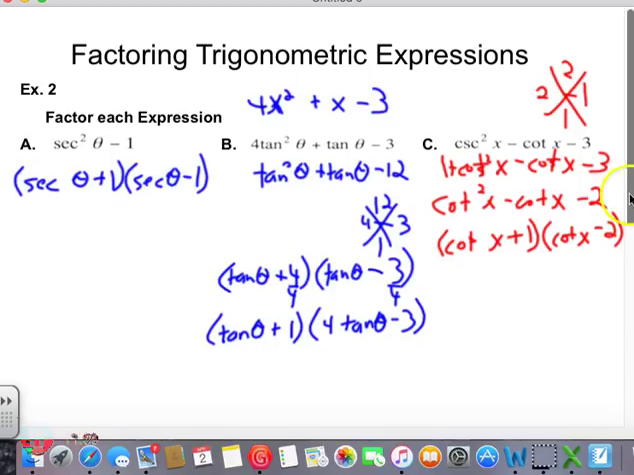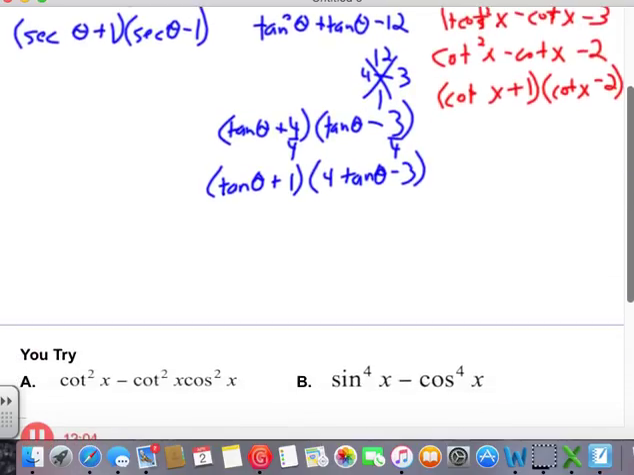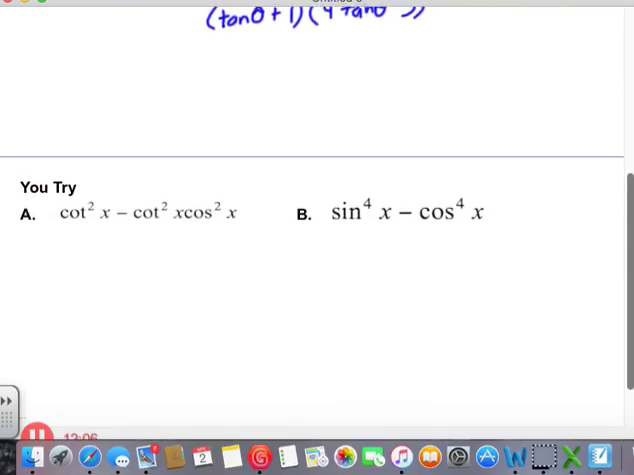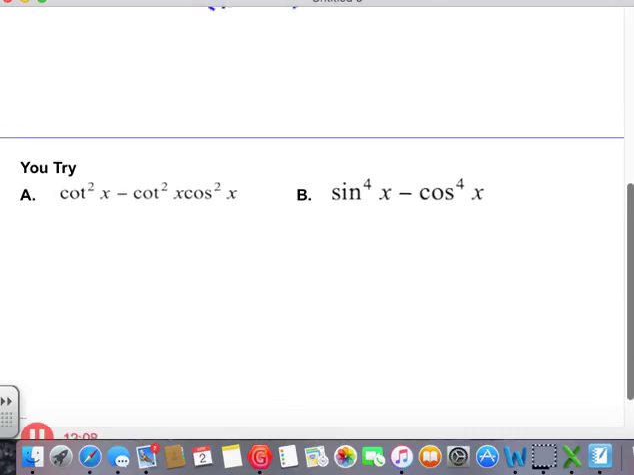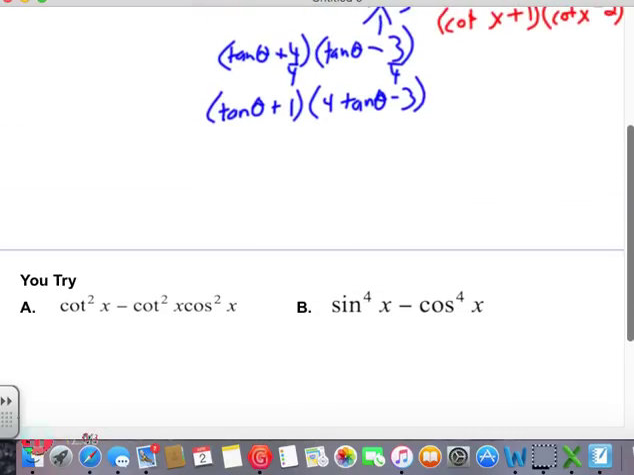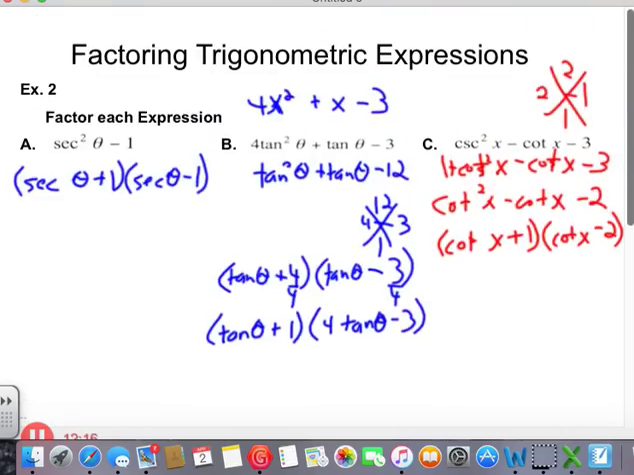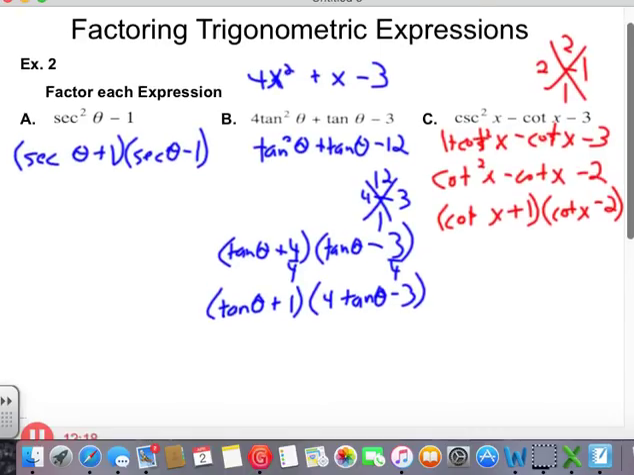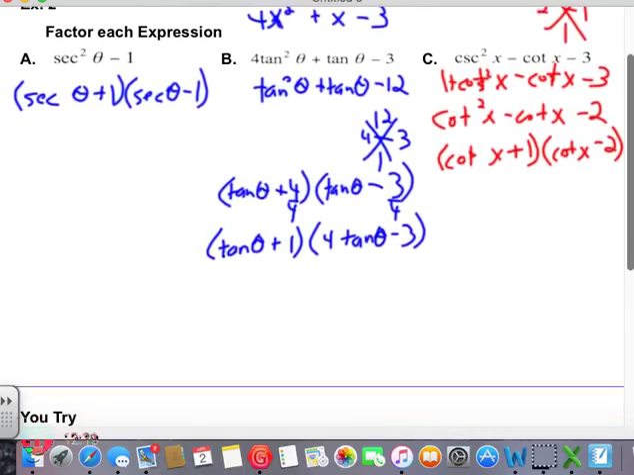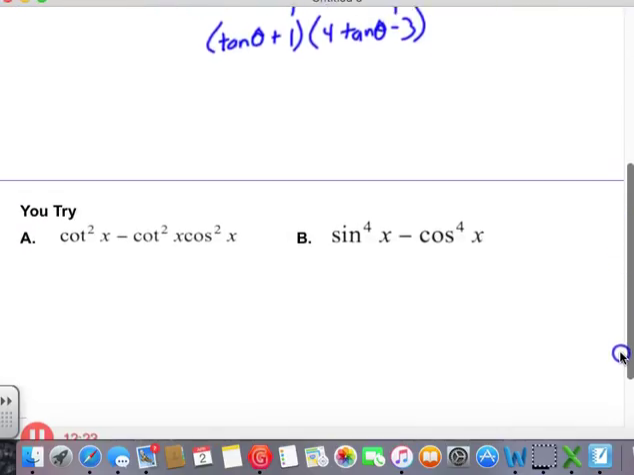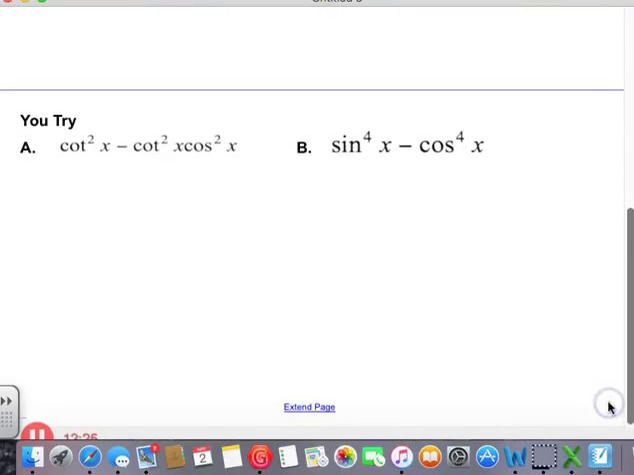All right, so I'm going to go ahead and pause the video, let you guys try this one down here. Let me know if you need help. Again, sometimes you might have to take a GCF, sometimes you might have to do difference of squares, you may have to do an x box, you may have to use a Pythagorean identity like I did on part C right here to change everything to be the same trig function. All right, so first of all, always look for a GCF.